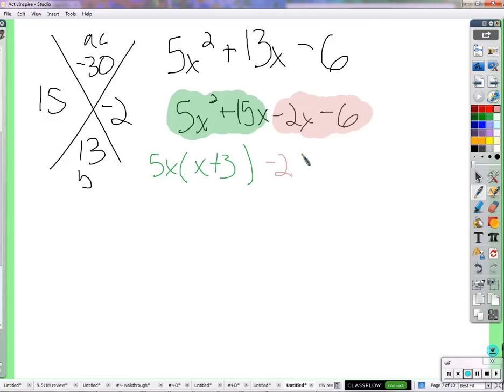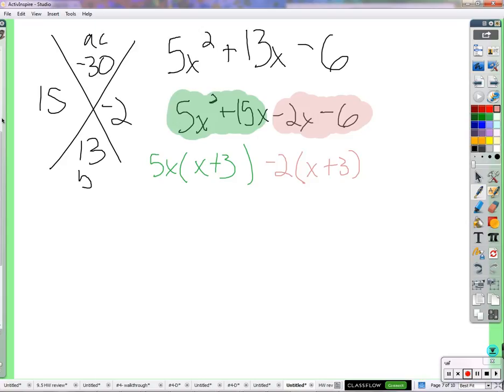Factor out the -2. That leaves us with x plus 3, because I know these two have to be identical, because I'm about to try and factor it out of both. And if they're not identical, then they can't be factored out. So we have x plus 3, right? -2 times x is -2x. -2 times 3 is -6. And we're so close, we're one step away.